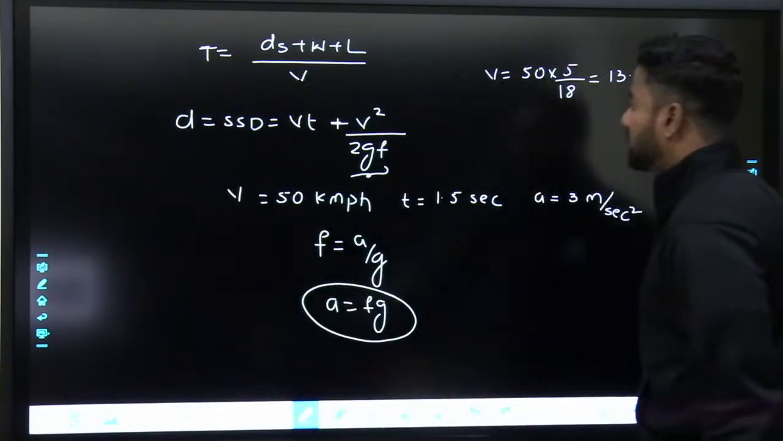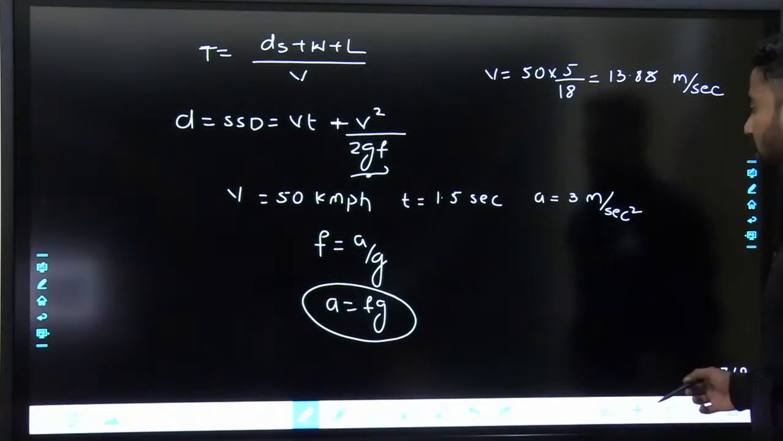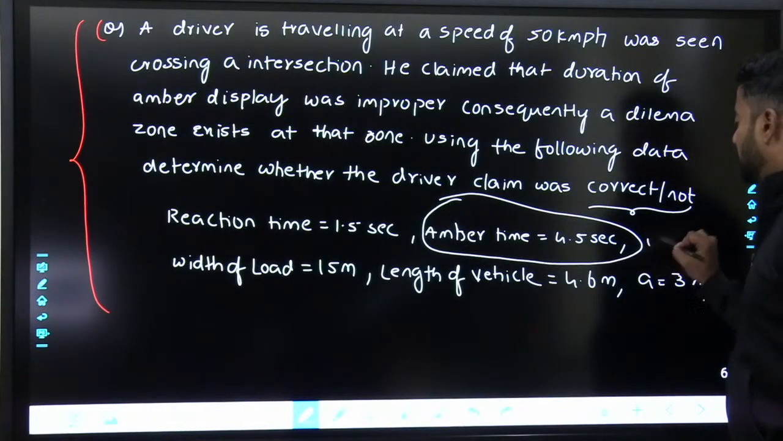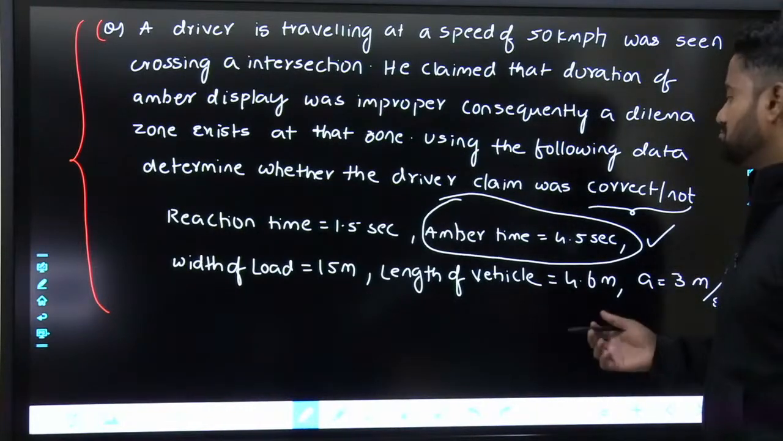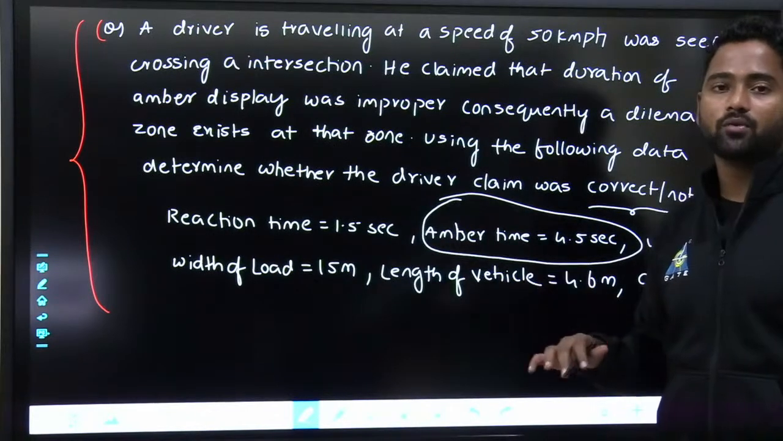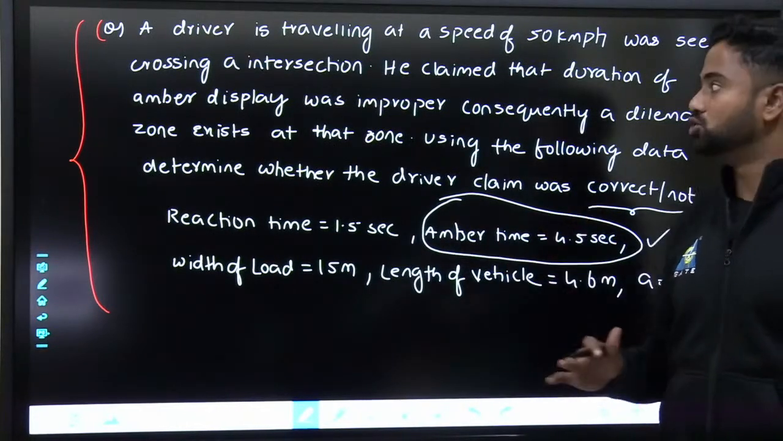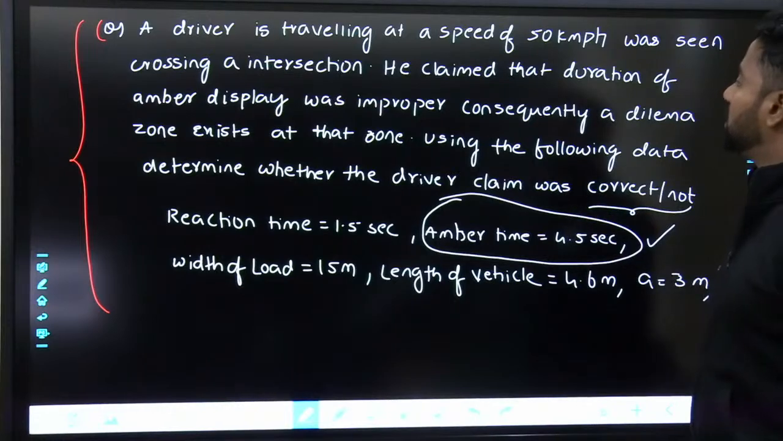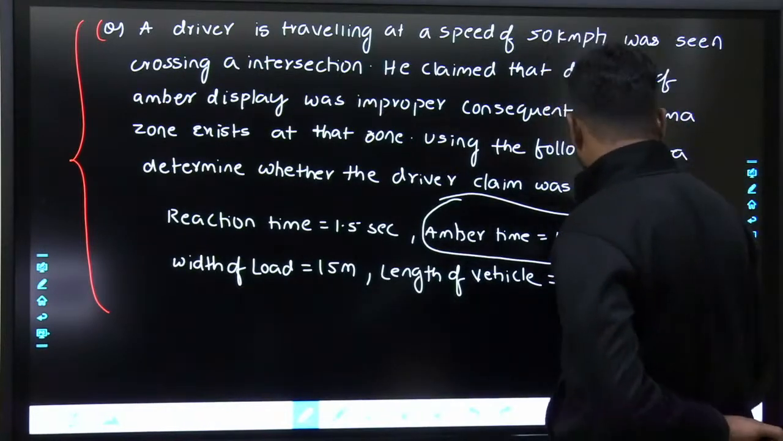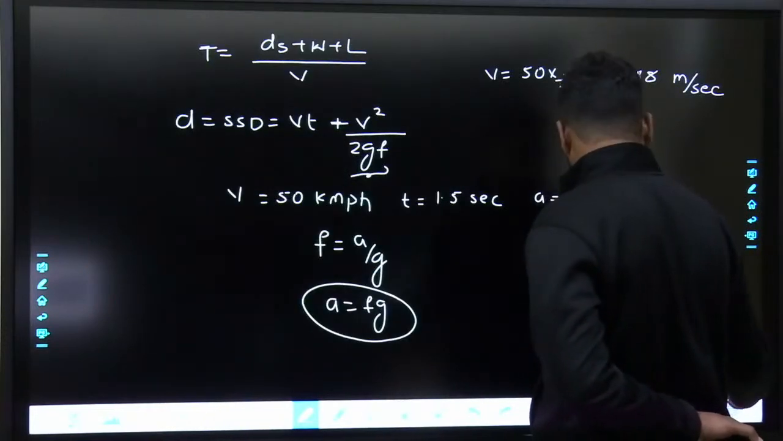And what is the amber time provided? Amber time provided is 4.5 seconds. That means what? Less amber time is provided. If less amber time is provided, there is a dilemma zone, and whatever the driver claimed is correct. Some people said that his claim is wrong, but his claim is correct.